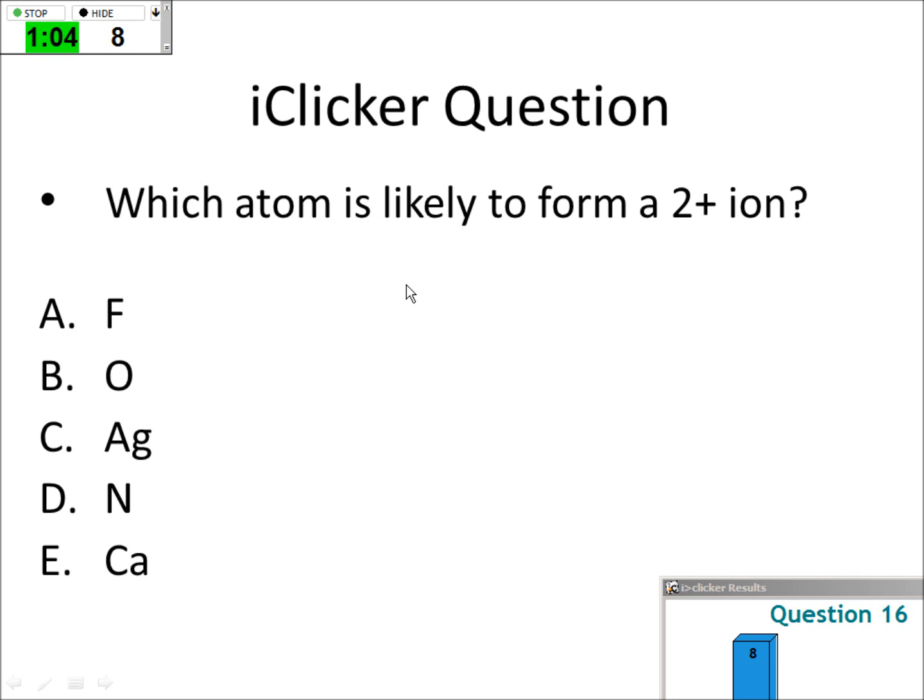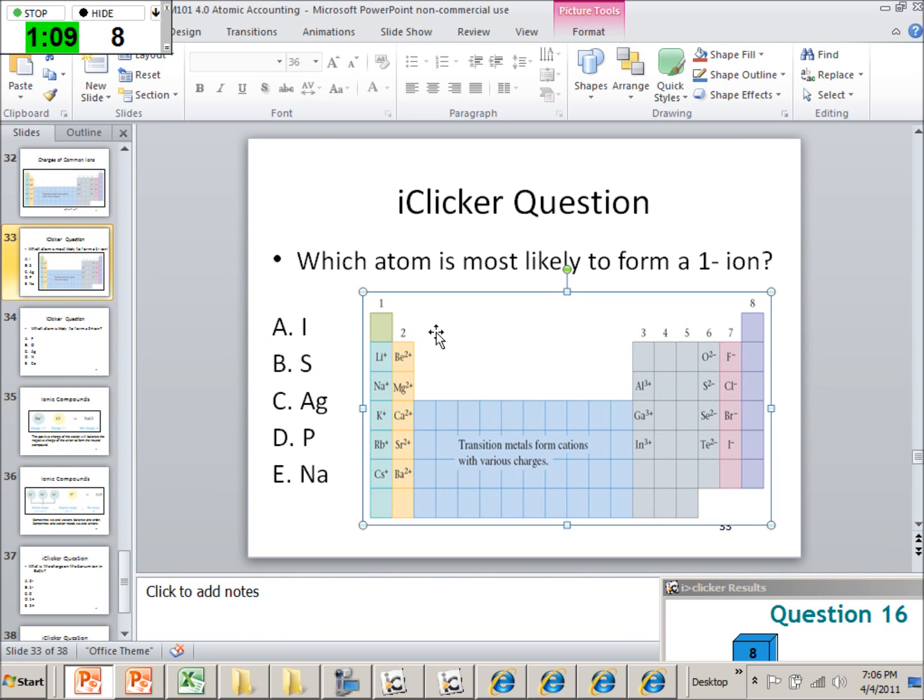Okay, which atom is most likely to form a +2 ion? Sorry about that. I'm going to steal the periodic table again.